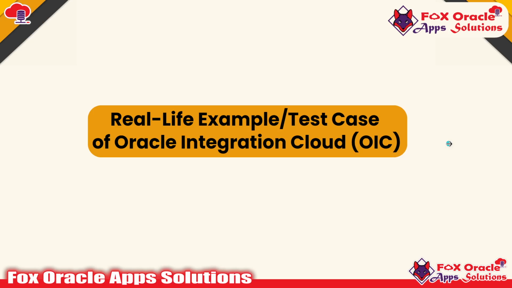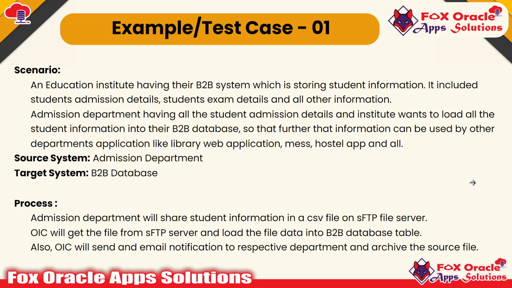Let's move to the next slide where we'll see an example of where OIC can be utilized. One common example is an educational institute having a B2B system which stores the information of students available in their education department. It includes student admission details such as admission exam details, marks, scholarships, and many more details. The admission department has all the student admission-related information, and the institute wants to load all of it into the B2B database, so that it can be used by other departments like the library, hostel system, and scholarship department. The same information can be utilized by other systems.